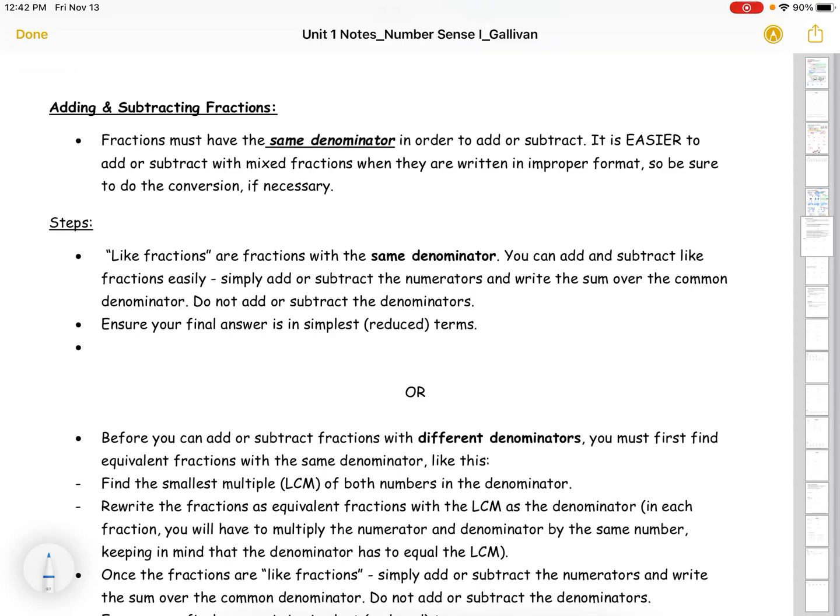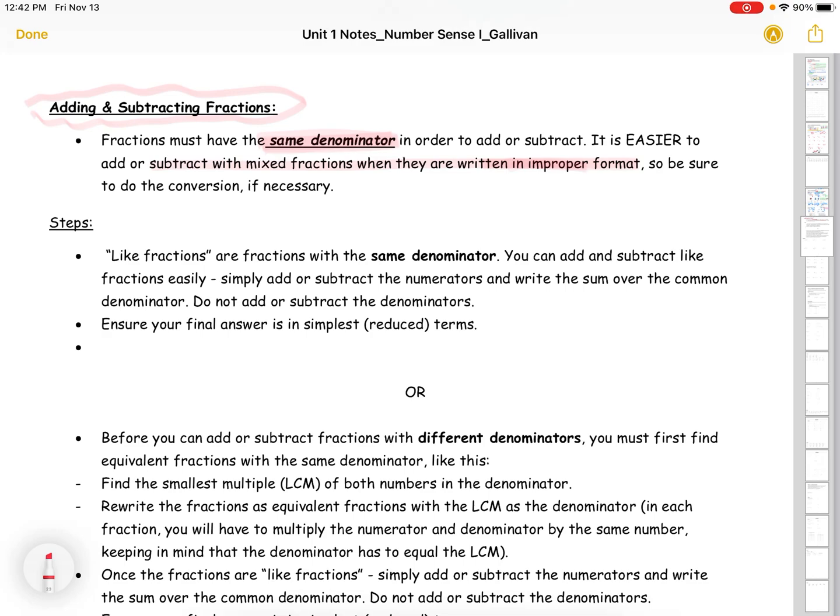Fractions, in order to add them, remember when we talked about the denominator and the numerator? The denominator tells you what size the pieces are. So in order to add or subtract fractions, you have to be talking about the same size pieces. So fractions have to have the same denominator in order to add or subtract. It's easier to add and subtract with mixed fractions when they're written in improper format. So be sure to do the conversion if necessary. Okay?